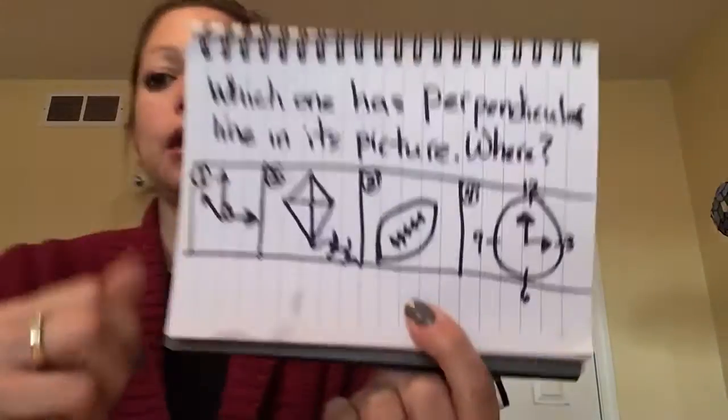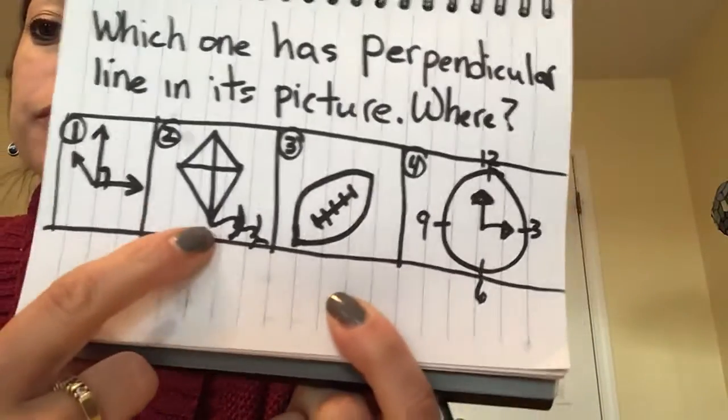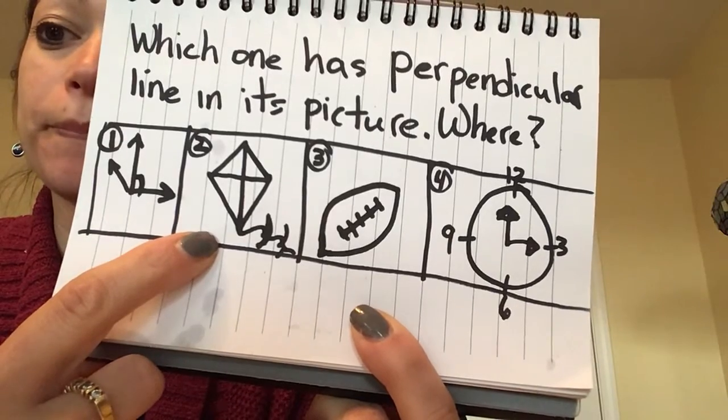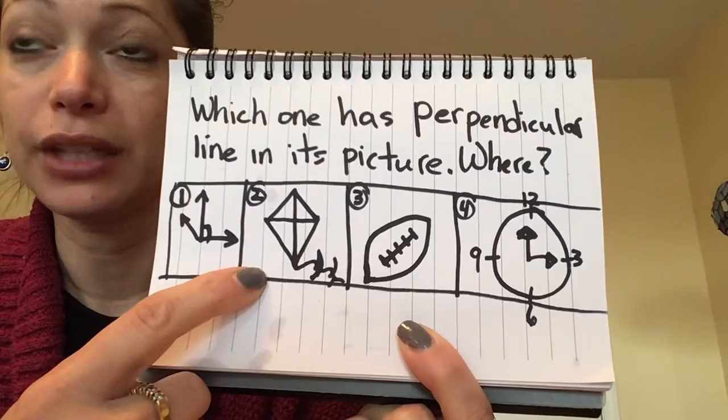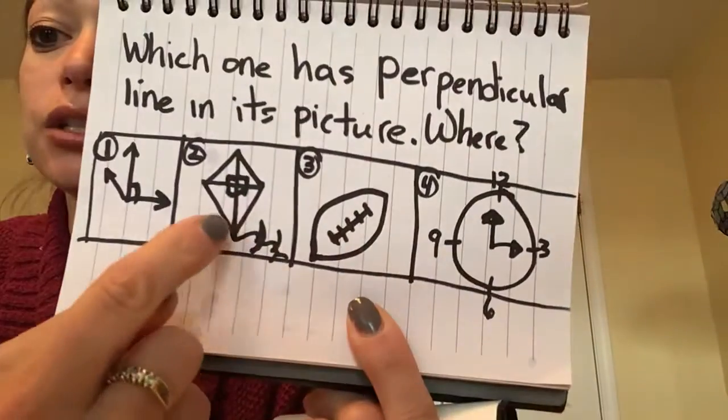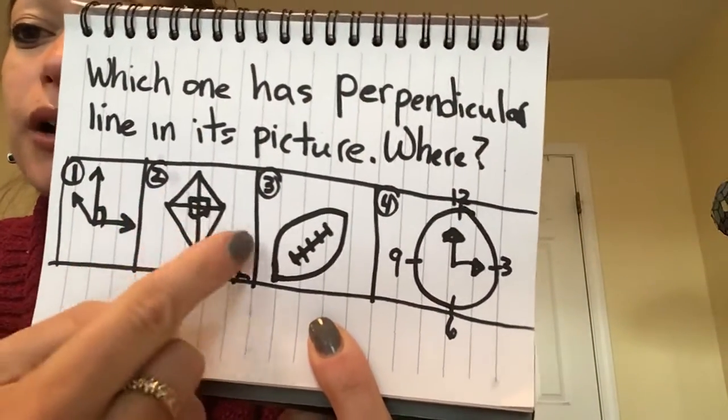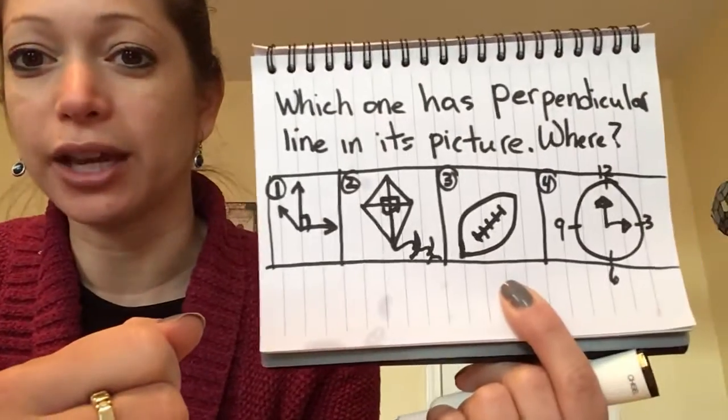Let's take a look at this next one. Look at this kite. Do we think the kite has any perpendicular lines? I definitely think it does. I can see right in the middle where that X is, those are all right angles right there. I'm going to label that for you, show you. See where I just put that? All in that middle part, those are the perpendicular lines.